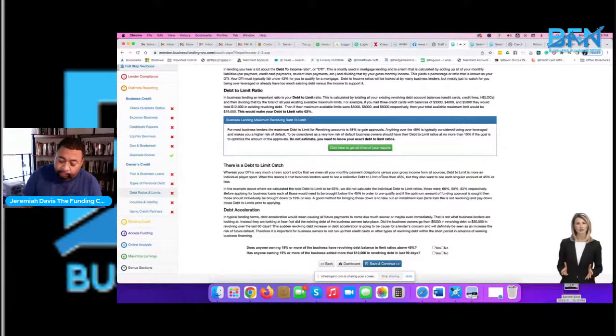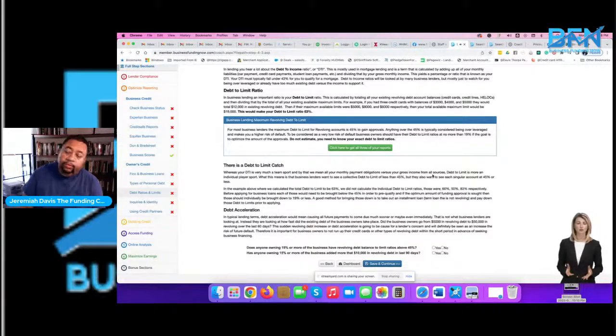Anything over 45% is typically considered to be over leveraged and makes you seen as having a higher risk of default. To be considered as a very low risk of default, business owners should have their debt to limit ratios at no more than 19% if the goal is to optimize the approval amounts.